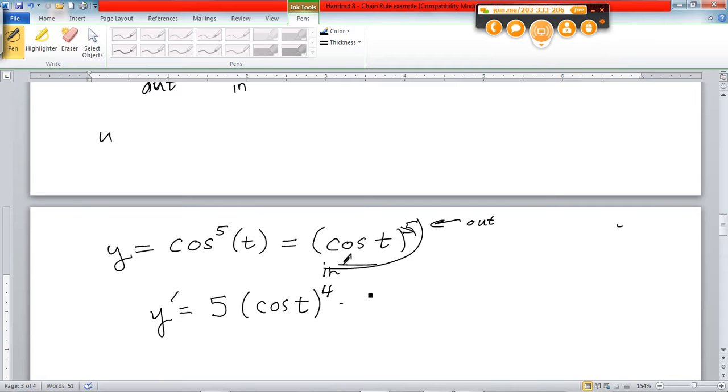Then we're going to do times what? Derivative of the inside. The inside is cosine. What's the derivative of cosine? Negative sine. So it'd be negative sine t for the derivative of the inside. Okay, now clean this up a bit.